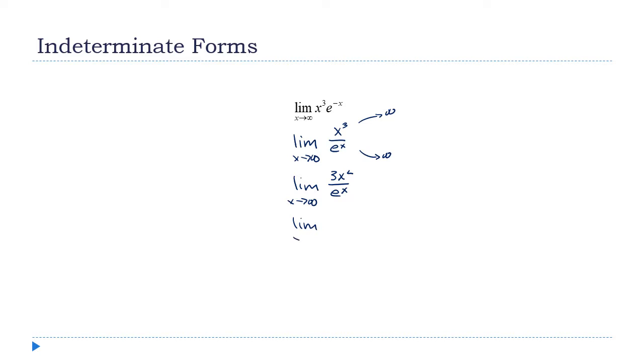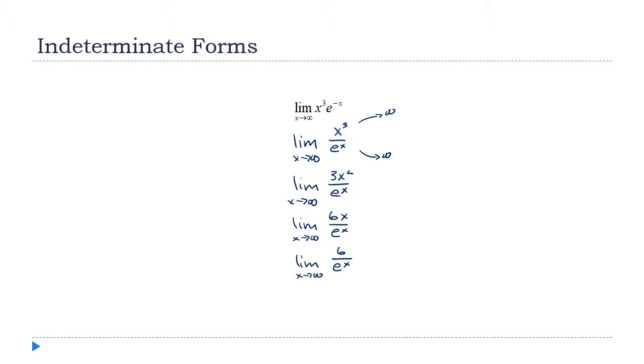This becomes the limit as x approaches infinity of 6x over e to the x. And hopefully you see the trend. You see where this is going to end up? That's still infinity over infinity, but if I do it one more time, this becomes the limit as x approaches infinity of 6 over e to the x. And now I get my answer.